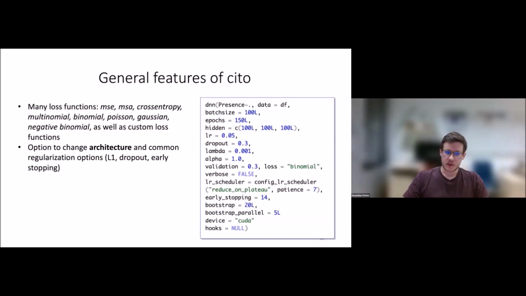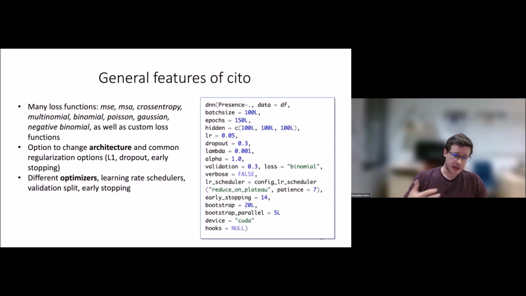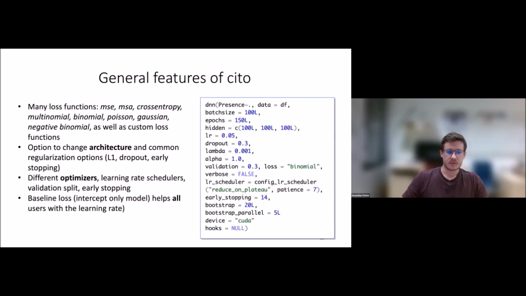And then very importantly, we have several options for regularization, and I will also talk about this later. So we have L1, L2 regularization, but also dropout and early stopping, which are very important features in deep learning. And then, of course, we can change the optimizers and we can use early stopping and a validation split automatically during the training.